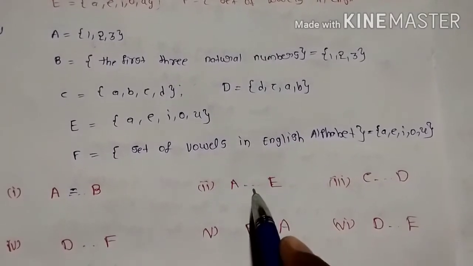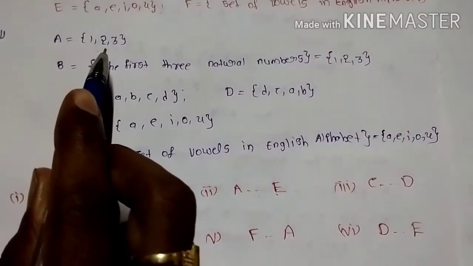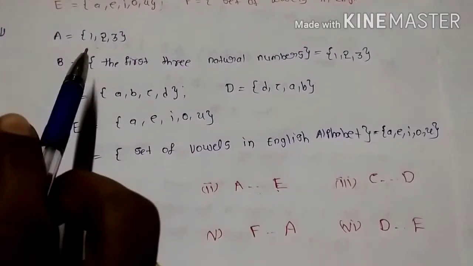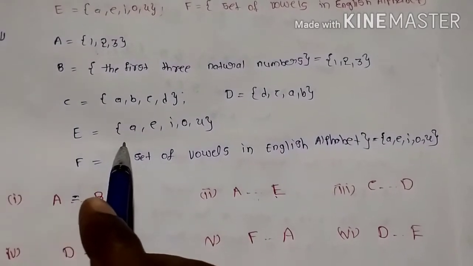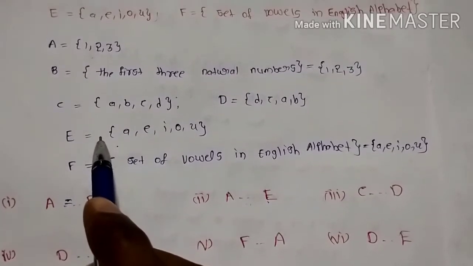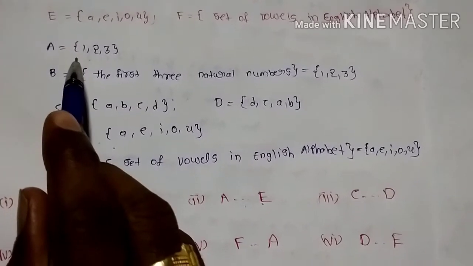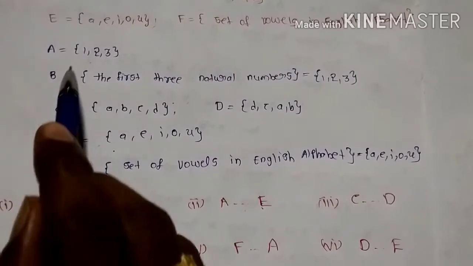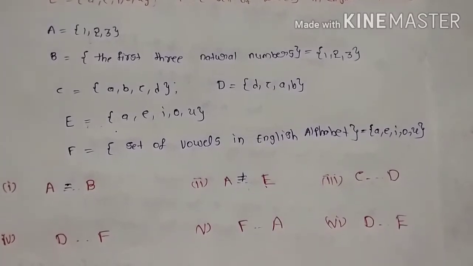Next, A = E or A ≠ E. A is the set {1, 2, 3}, and E means {a, e, i, o, u}. Are all the elements of set A in set E? No. And are all the elements of set E in set A? No. That means the elements of A do not belong to set E. So you can write A is not equal to E.